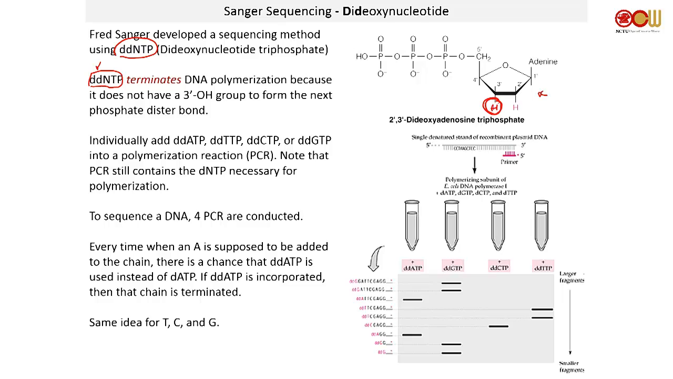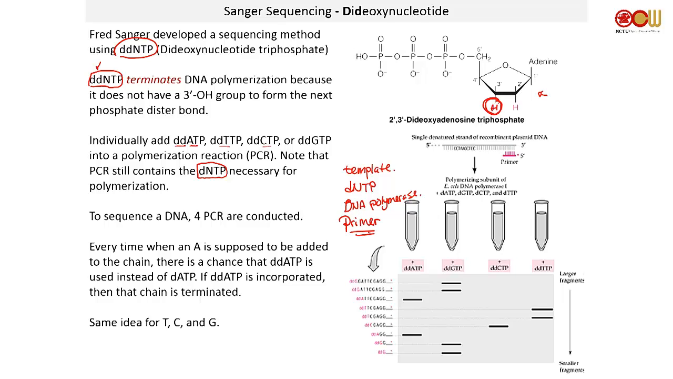Sanger sequencing initially was done by individually adding ddATP, TTP, CTP, and GTP into a polymerization reaction using only one primer. Okay, so you don't have two primers. Note that the reaction still contains the normal dNTP necessary for polymerization. So what happens is that you have 4 individual reactions. One would have the template. You still have the dNTP. You have the DNA polymerase. And of course, most importantly, you have a primer.